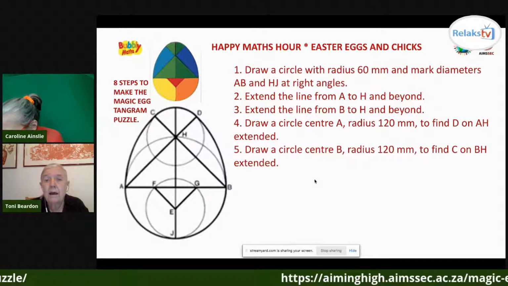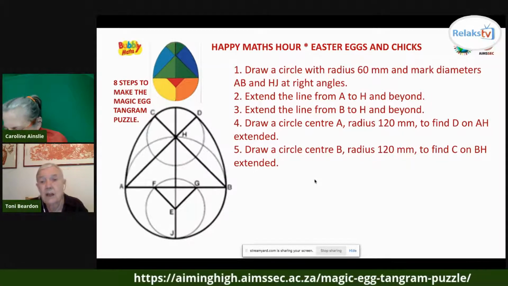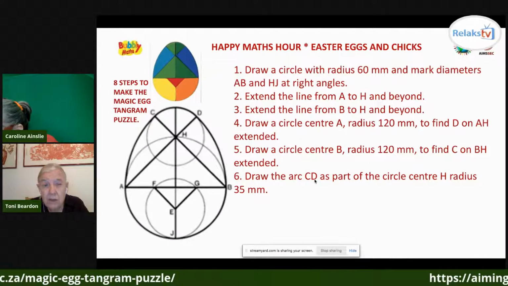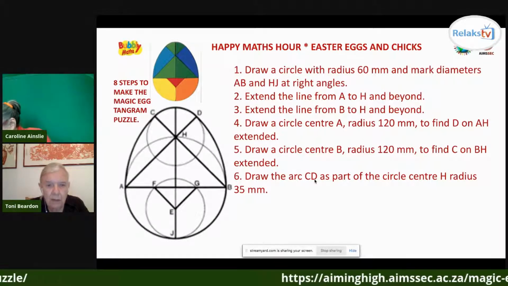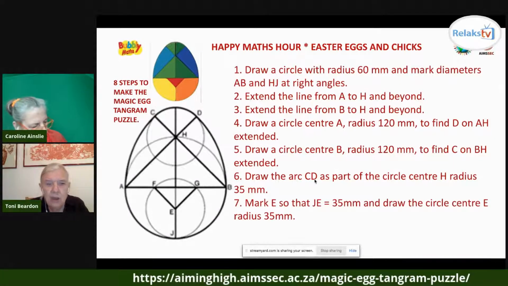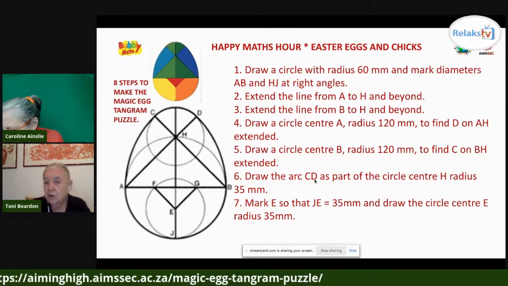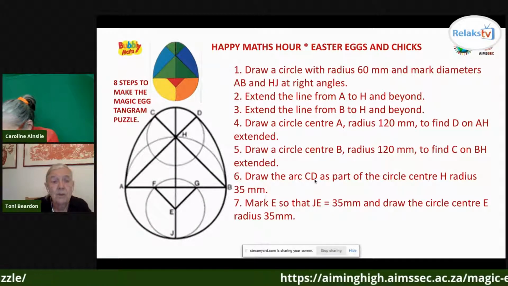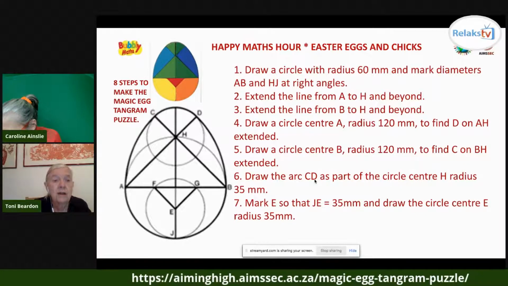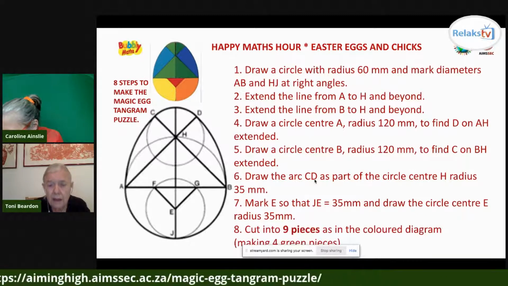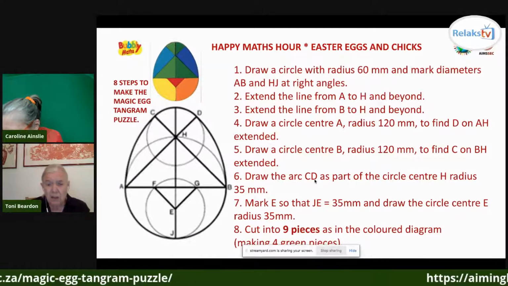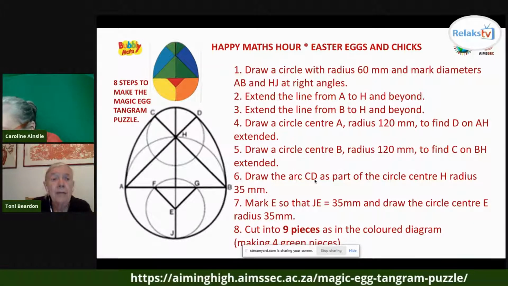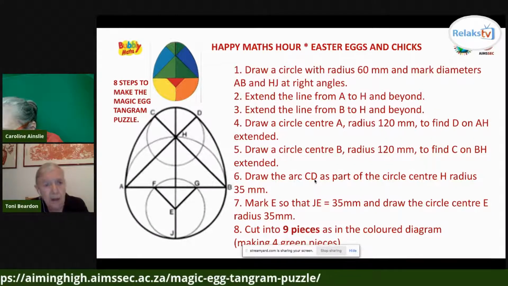And similarly, you've got AC, which is the other side of the egg. And then you draw the arc CD at the top as part of the circle, center H, radius 35 millimeters. And then mark E so that JE is 35 millimeters, and draw the circle center E to find the points F and G, so you can get the smaller triangle FEG there. And finally, you cut out the 9 pieces in the colored diagram, which makes 4 green pieces when you cut up the middle. You've got 1 red triangle, as Caroline pointed out.